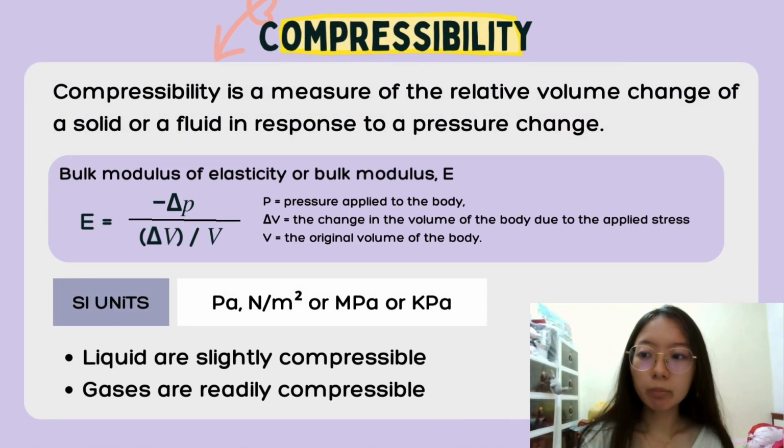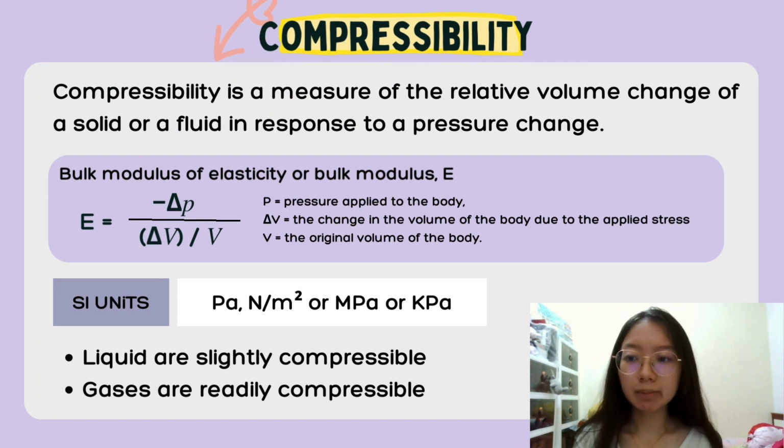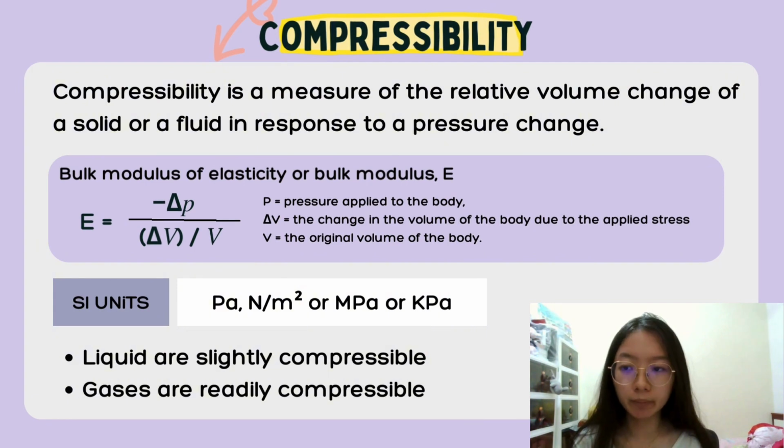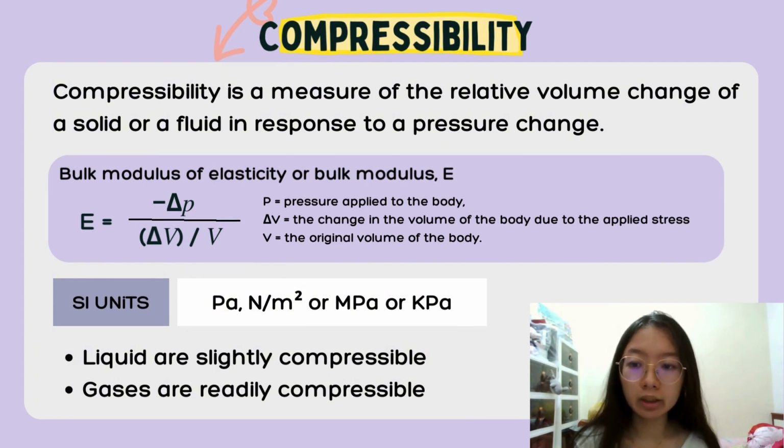So next one is compressibility. Compressibility is a measure of the relative volume change of a solid or a fluid in response to a pressure change. And the usual quantity used to measure this phenomenon is the bulk modulus of elasticity, or just simply bulk modulus E.